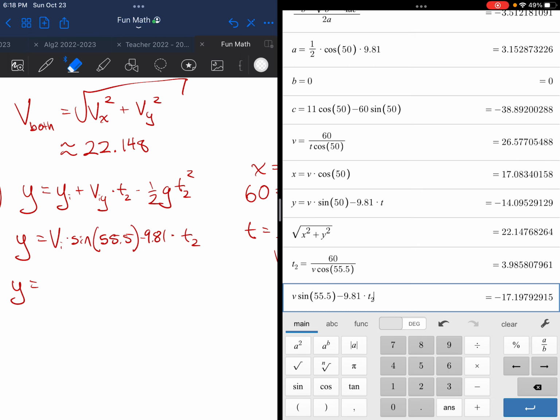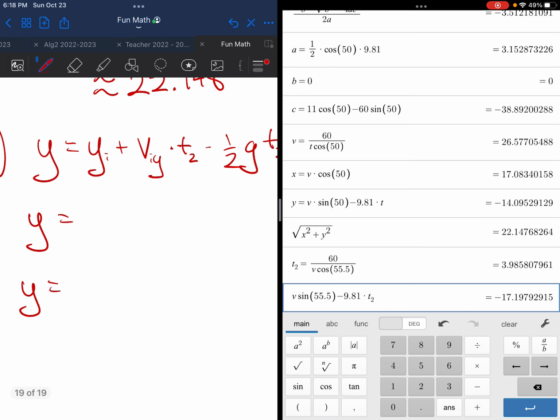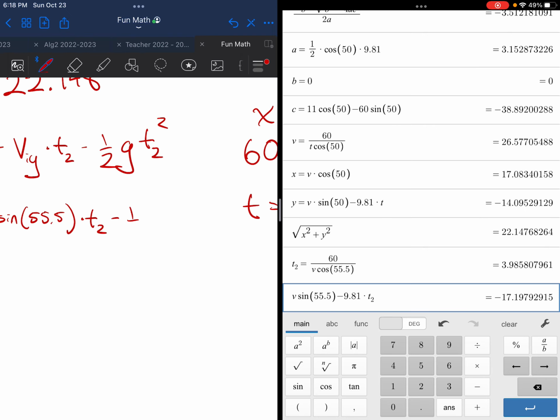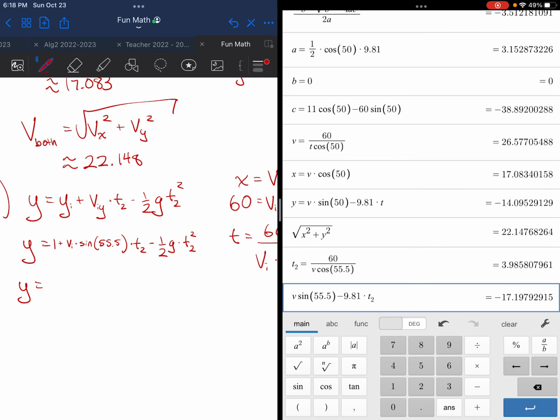I don't know if I'll have enough room here, so maybe I'll write super duper small. My initial y is still 1 meter off the ground, and then plus the y component, which is still the same initial velocity times the sine of my new angle, 55.5. That's going to be multiplied by that t2 variable that I found, and that's going to be subtracting 1/2 that 9.81, which I'm just going to call g still because I'm lazy, times that new time variable squared. Okay, just type all that in.